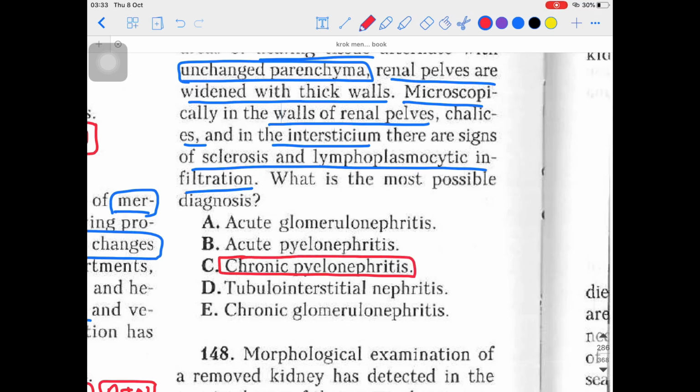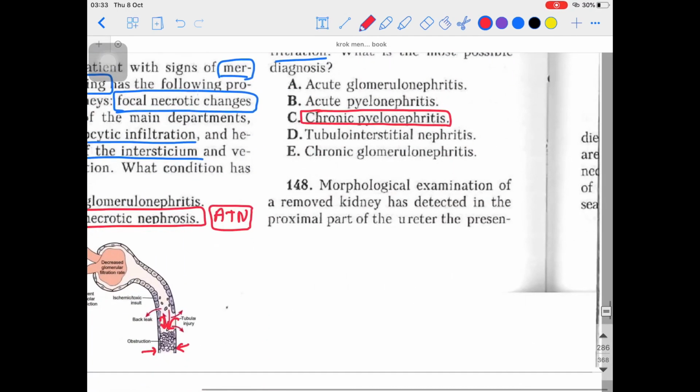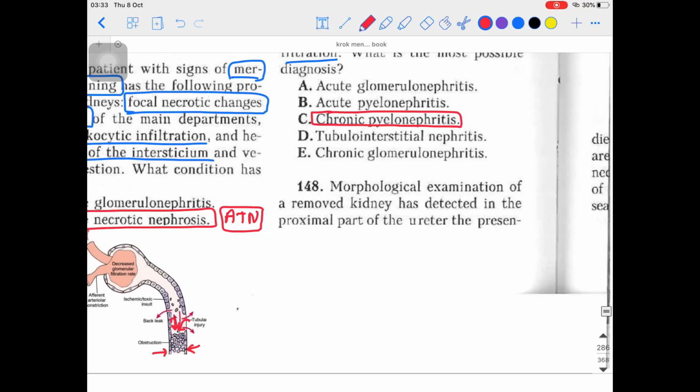Isn't it? So that is the case. Okay, fine. 148. If you're interested in more details of chronic pyelonephritis, of course that will be mentioned in the notes. In the video itself I can't mention each and every point, that's why I'm putting the notes in the description box, and the main things I'm telling in the video. Okay, 148.